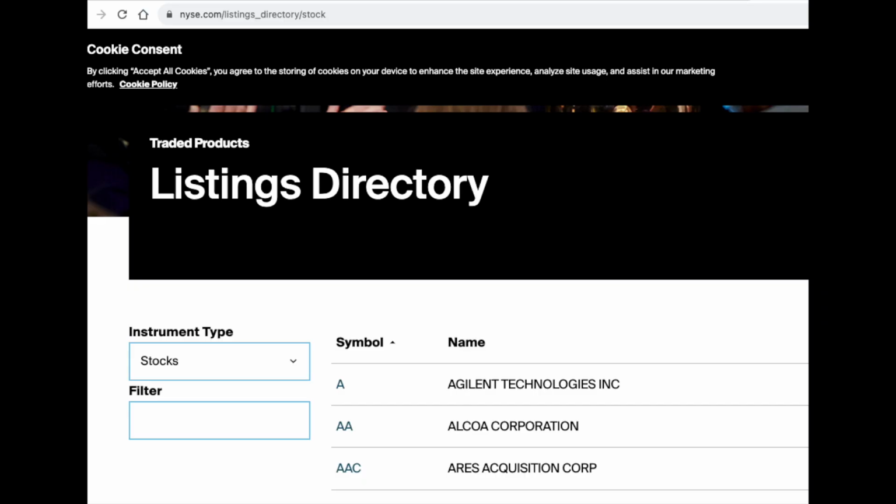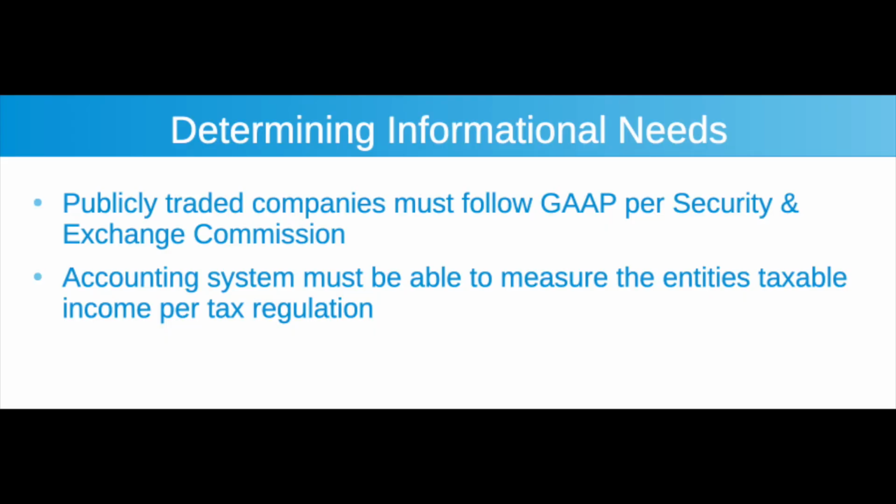Determining informational needs. All publicly traded companies in the US must comply with GAAP. What does that mean? The companies that you see listed on the stock exchange, they have been audited. You can easily compare their financial statements. You can compare Ulta's balance sheet to Sephora's balance sheet because they are both prepared under US GAAP. Second up, for tax reporting purposes, an entity must have an accounting software that shows taxable income.